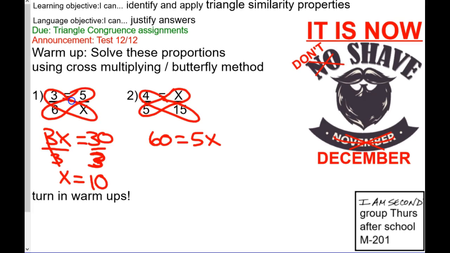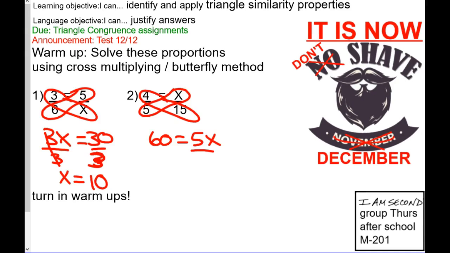Divide, yeah. Divide by 5, divide by 5. What's 60 divided by 5? 12.